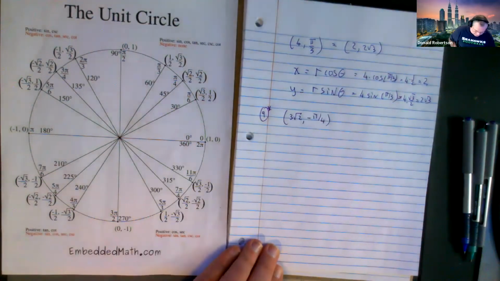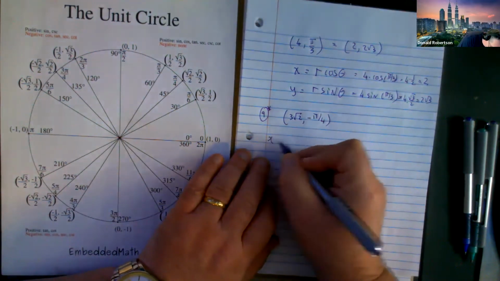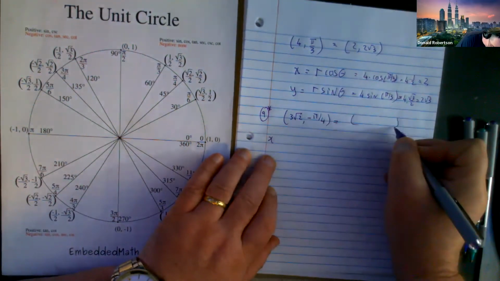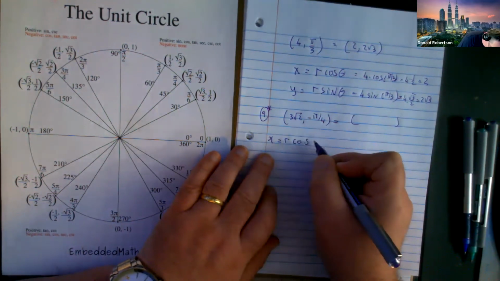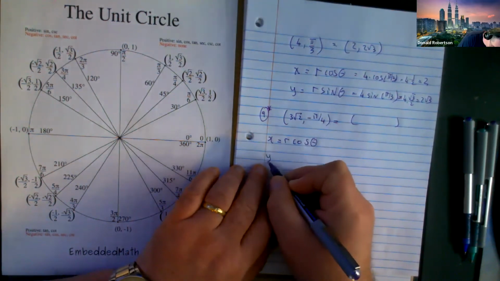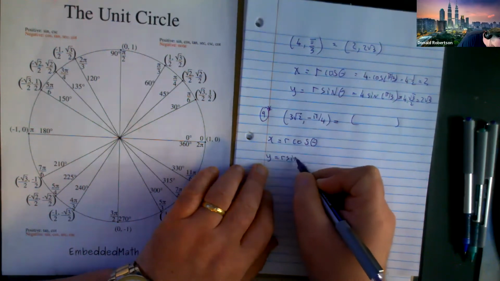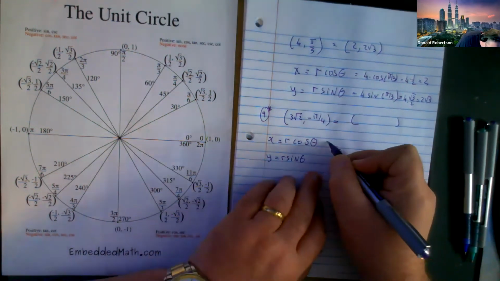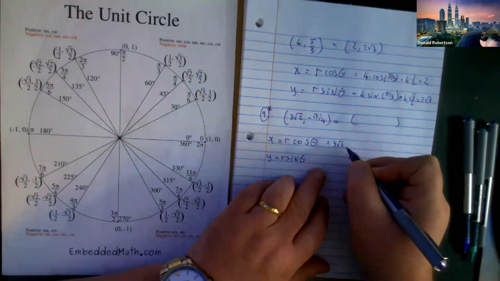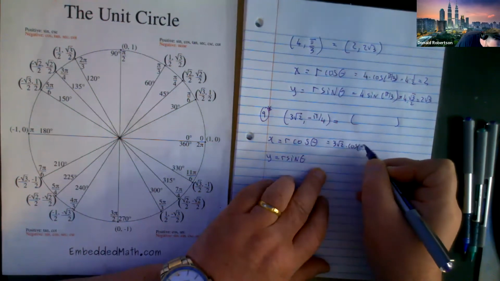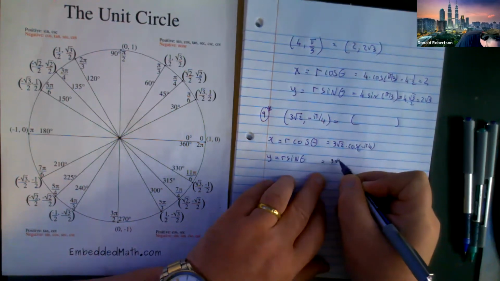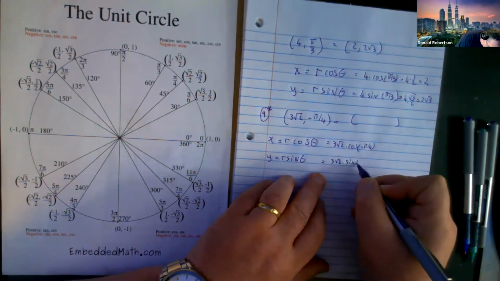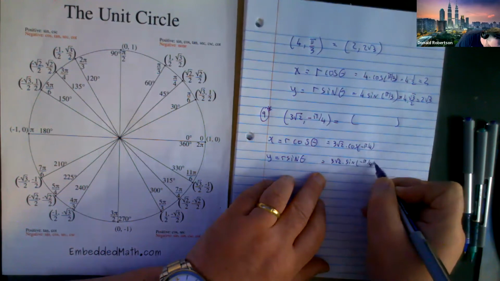So we're going to turn it into its XY version. So the X is R cos theta, and the Y is going to be R sin theta. And it's going to be 3 root 2, the cosine of negative pi upon 4, and 3 root 2, the sine of negative pi upon 4.